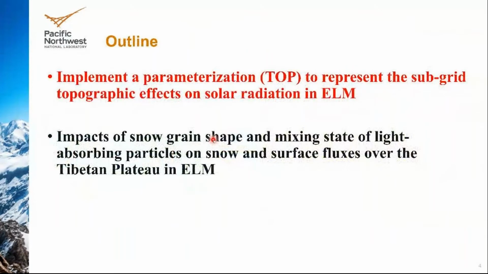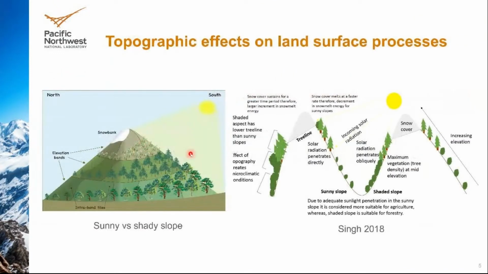Okay, this is the outline. First, we focus on the topographic effects on land surface albedo. The second part is about the snow albedo. Let's start from the topography.